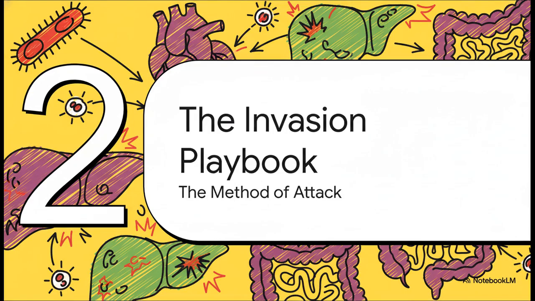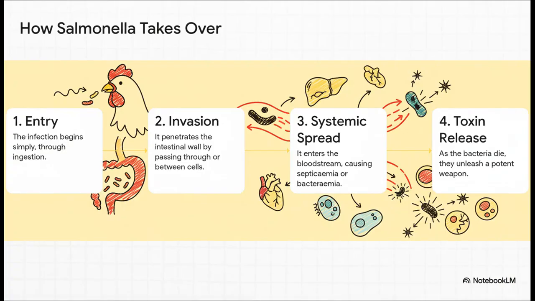Okay, so we've got our suspect. Now we can start to piece together its playbook. How exactly does Salmonella carry out its attack? The plan is deceptively simple but brutally effective. It all starts with ingestion, getting eaten. But it doesn't just hang out in the gut. Oh no, it invades. It literally punches through the intestinal wall. From there, it gets into the bloodstream and causes a systemic infection. This can be a really fast, acute septicemia or a slower, more chronic bacteremia. But that final step, that's the most devastating part. As the bacteria start to die off, they release that hidden weapon we talked about.